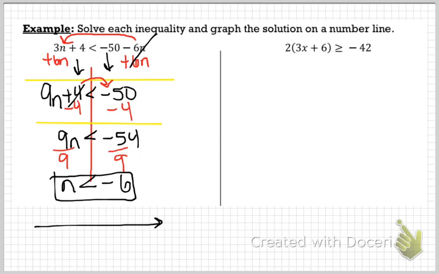So finally our number line says that negative 6 is exclusive, so open circle. And we need all the numbers that are less than negative 6, which are all the numbers towards the left.